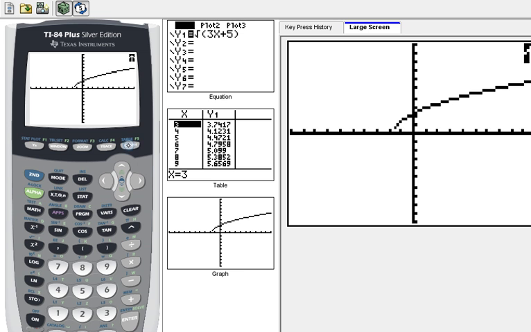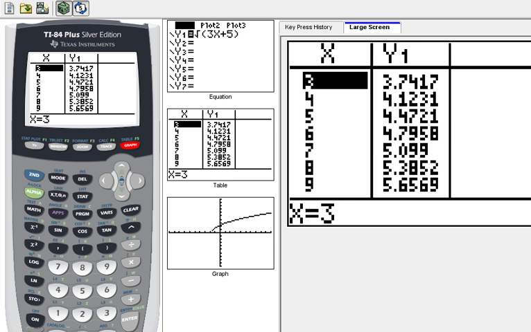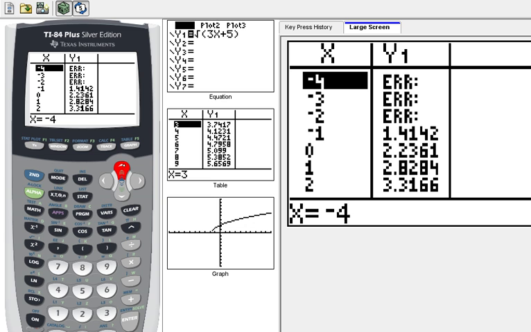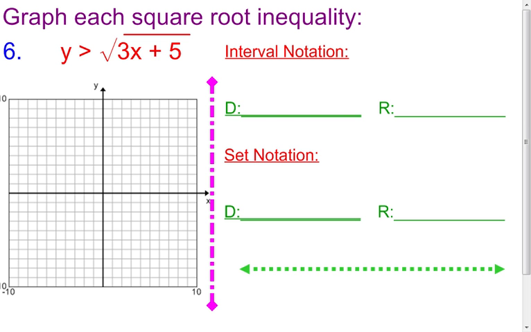I'm going to go to my table and see if I can get anything from my table. Well, negative 2, 0 must not be the starting point, and negative 1 is not the starting point either. Here's a situation where I'm telling you that using your table to get your starting point is not the foolproof method. You really have to look at the equation and get your starting point algebraically, okay?